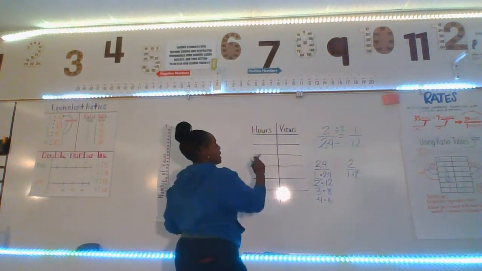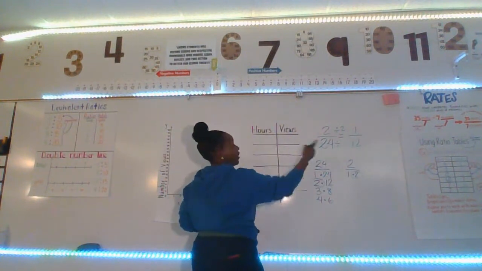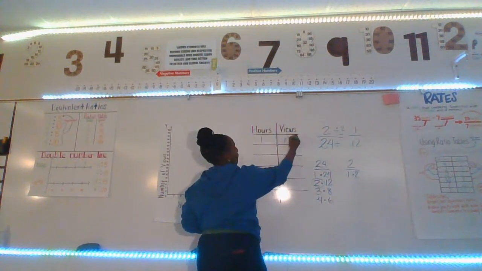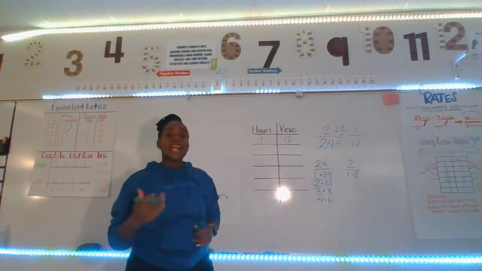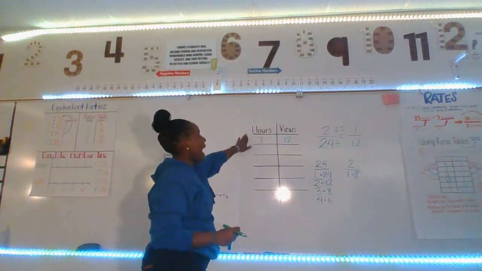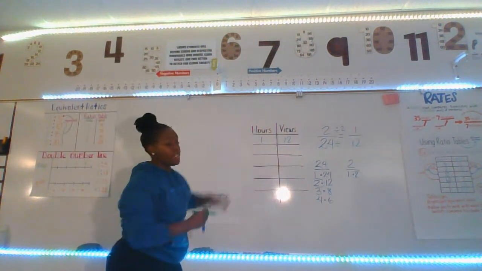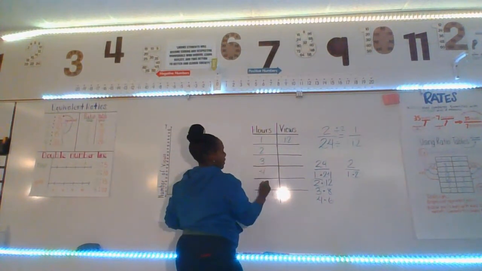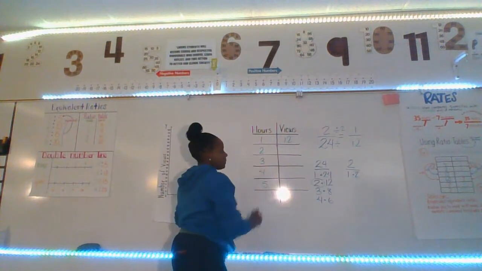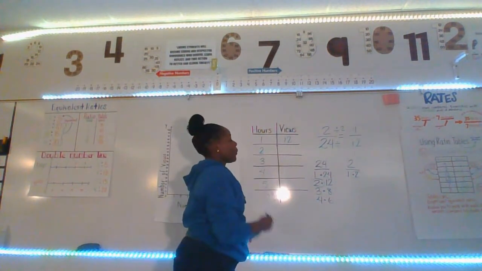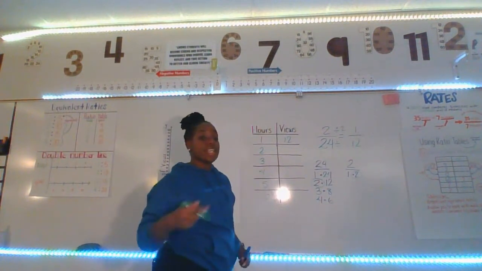All right, so this table would start with, for the first hour, that means that there were 12 views. When you're looking at the ratio table, you also want to pay attention to the pattern, right? If we're looking at hours, we're going up by 1s. So the next would be 2, then 3, then 4, then 5, then 6. If we're looking at views, we're going up by 12. We got to keep the same consistency as we go through.